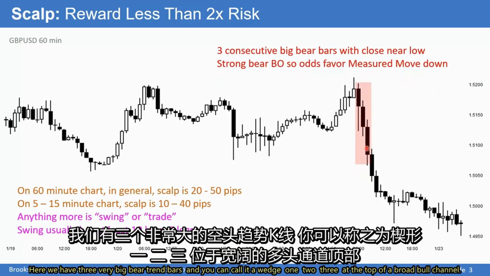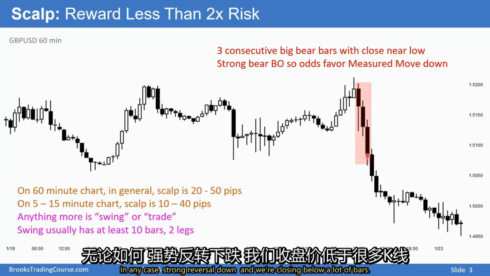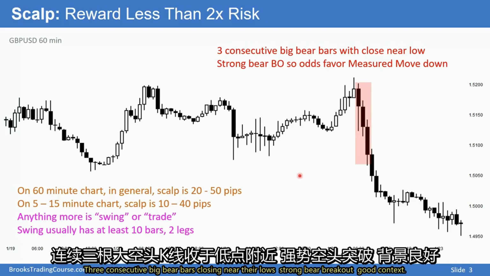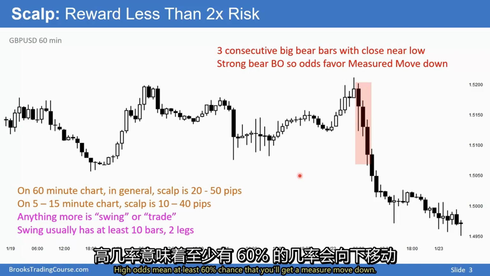Here we have 3 very big bear trend bars, and you can call it a wedge, 1, 2, 3, at the top of a broad bull channel. You can also call it a wedge, 1, 2, 3, or 1, 2, 3. In any case, strong reversal down, and we're closing below a lot of bars. This is probably the start of a swing trade down. 3 consecutive big bear bars closing near their lows, strong bear breakout, good context. The odds are high that you're going to get at least a measured move down. High odds mean at least 60% chance that you'll get a measured move down.